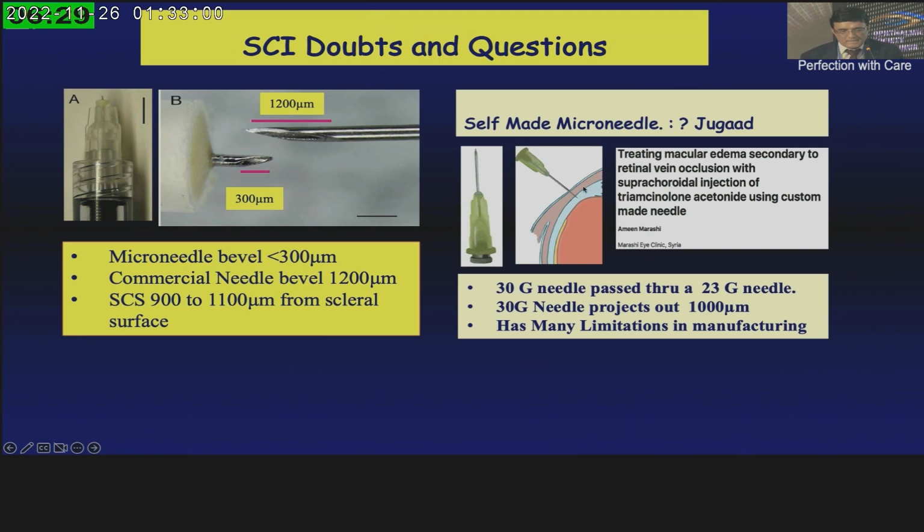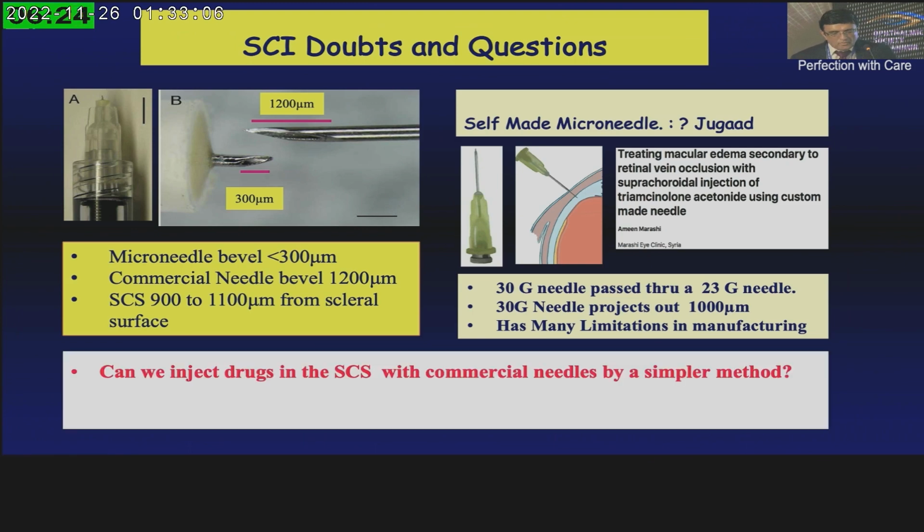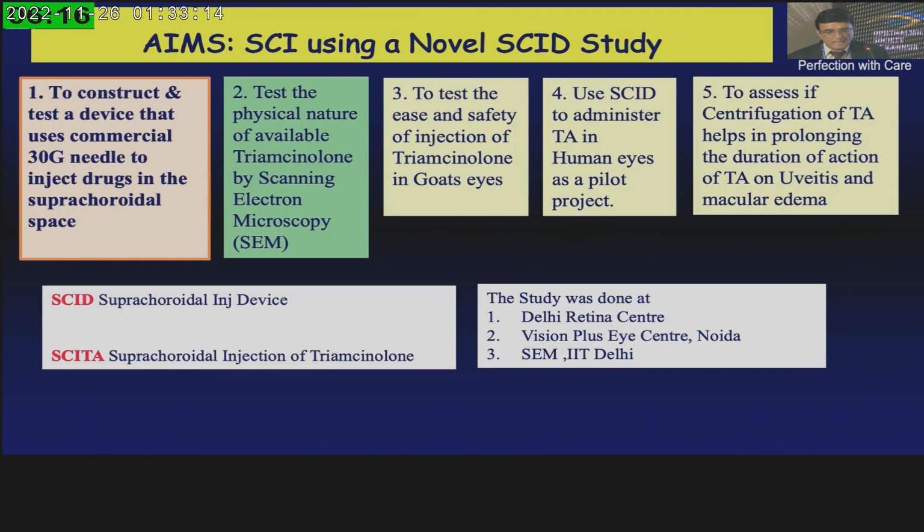But if you have tried it, you will have seen that it may not actually inject the drug every time. So what we thought was, can we inject with a normal 30 gauge needle into the suprachoroidal space? Can it be safe? So we did a study where we constructed a device which can inject the drug into the suprachoroidal space. We also wanted to test whether the claim which may be made by Clearside, that Zuprata is better than the triamcinolone available in our country, holds, and to test the ease and safety of injections in human eyes. I'll just rapidly go through it.